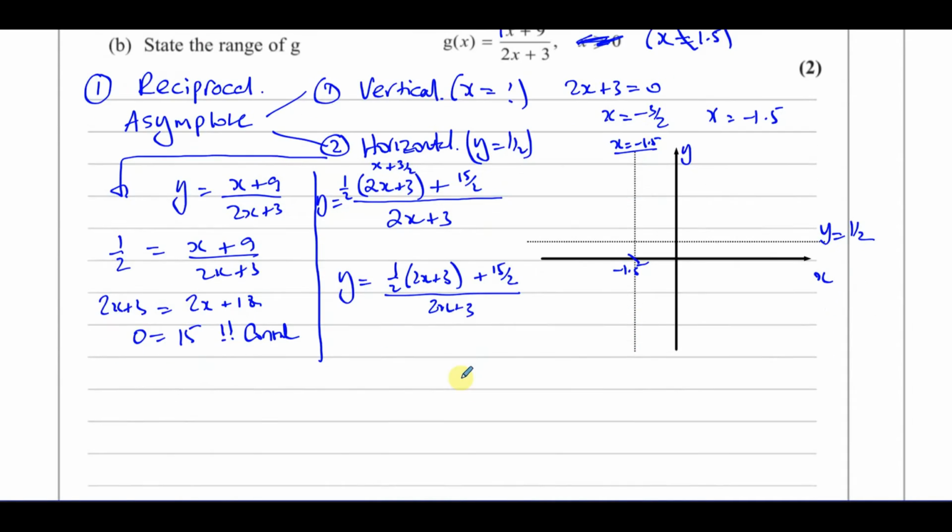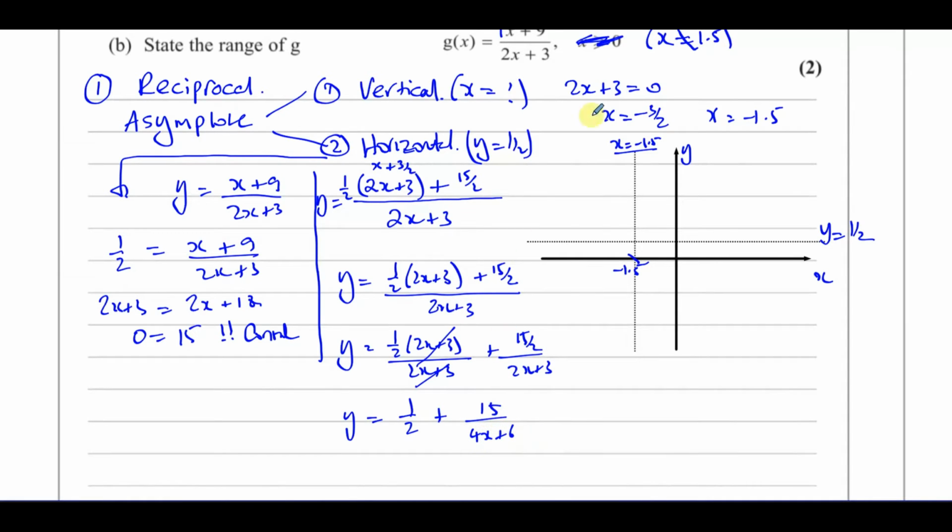But now what we can do is split it into two separate fractions. You can have a half times 2x plus 3 over 2x plus 3 plus 15 over 2 over 2x plus 3. Now the 2x plus 3's cancel out here, so you're left with y equals a half plus 15 over 4x plus 6.